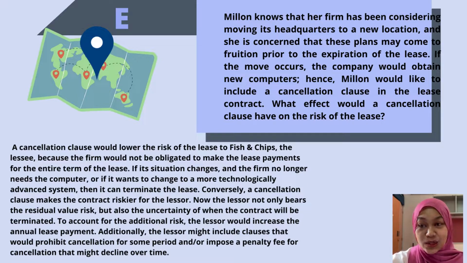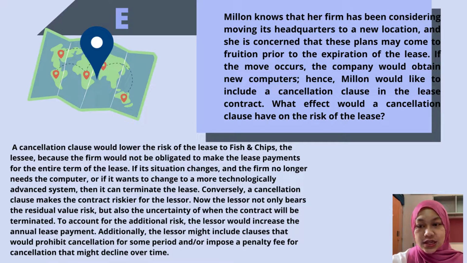A cancellation clause would lower the risk of the lease to Fish and Chips, the lessee, because the firm will not be obligated to make the lease payments for the entire term of the lease. If the situation changes and the firm no longer needs the computer, maybe they want to change to a more advanced technology, then it can terminate the lease.